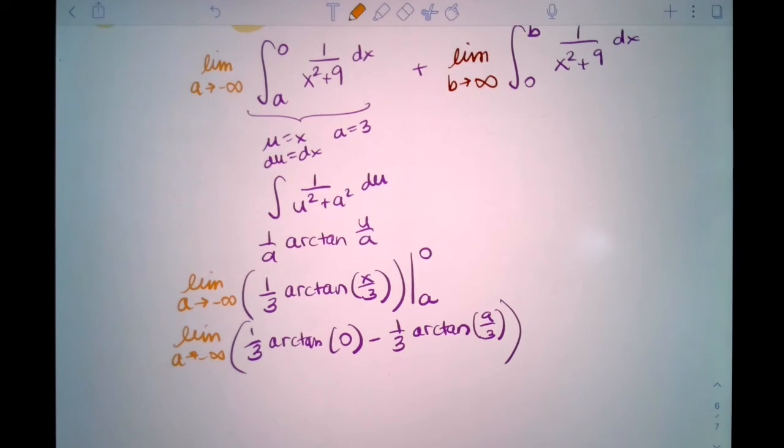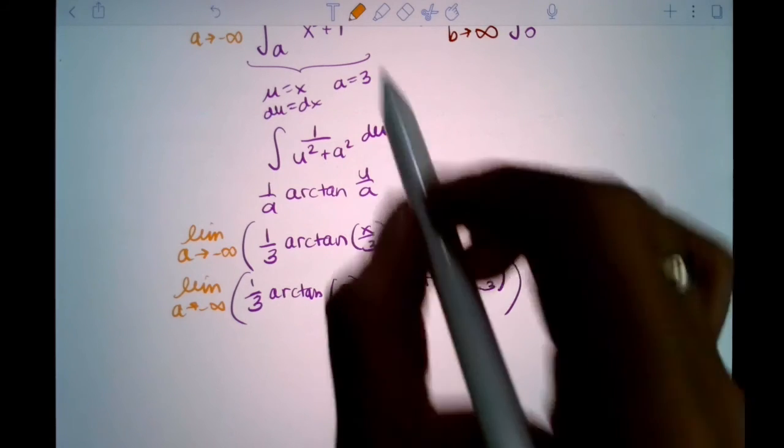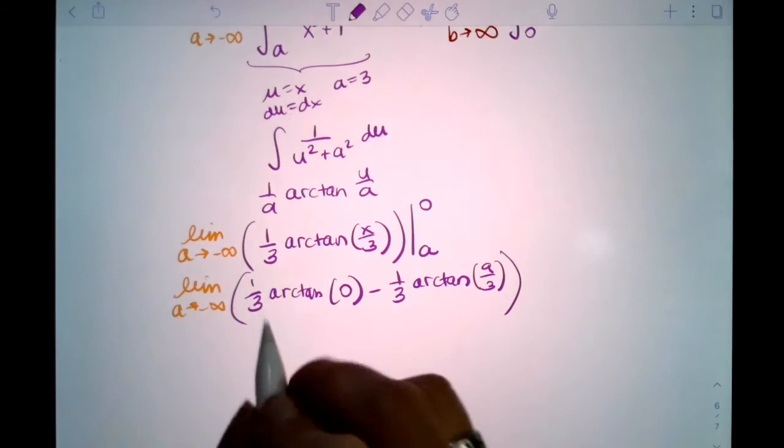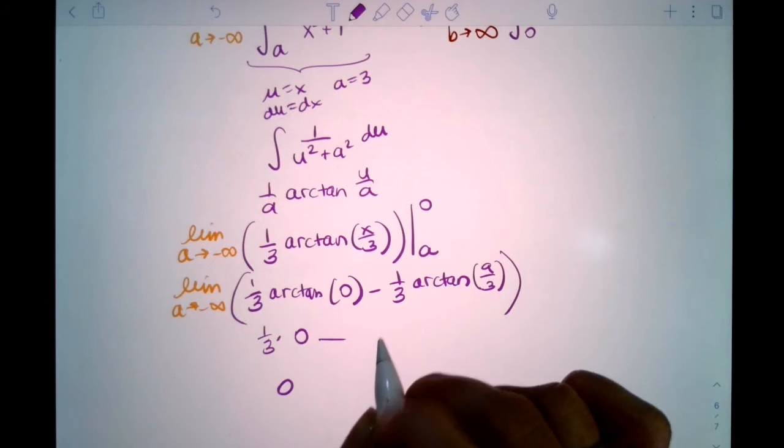Okay. Now, we have to be able to evaluate inverse trig functions. The arctan of 0 is in fact 0, so 1/3 times 0 is just 0. 1/3 times 0 is just 0. Now here's what's interesting.